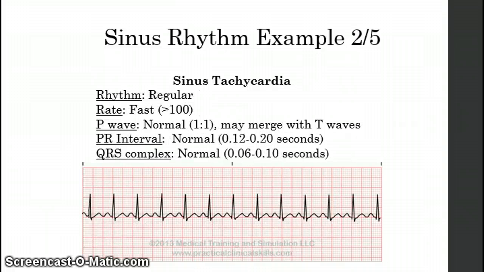Here is sinus tachycardia. So it's normal, just the heart rate is faster, above 100. Remember, 60 to 100 is normal heart rate. So here, if the patient is showing symptoms, you would just treat the underlying cause.